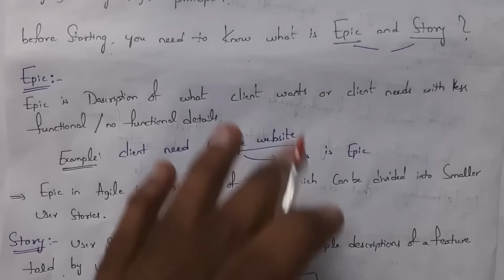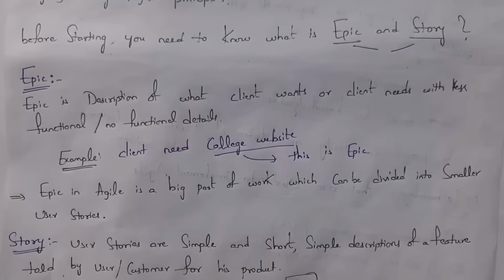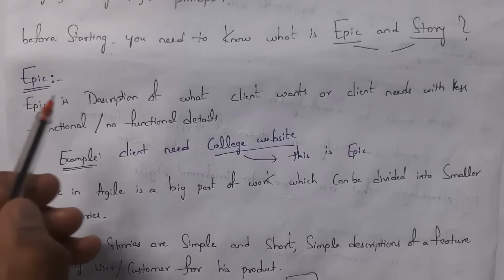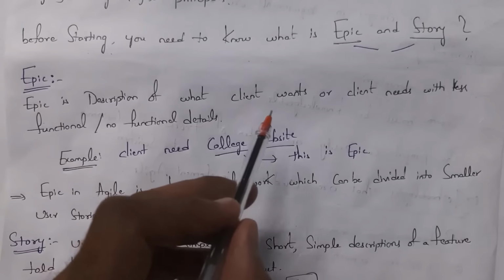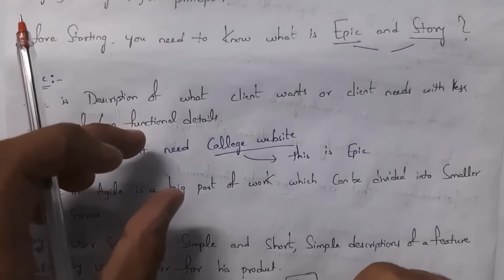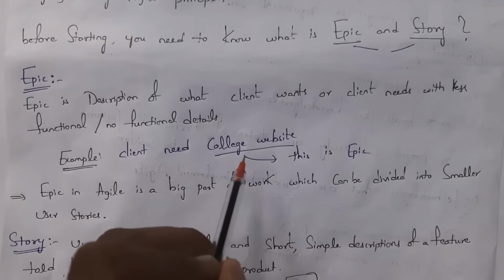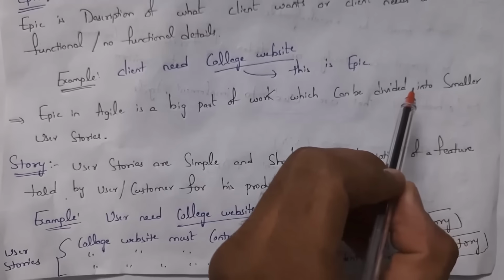I just said that I want college software, but I did not say how college software must be. So I'm not telling any functionalities. Just I said that I want college software. So epic is a description of what client wants or client needs with less functionalities or no functionality details. It will not provide any functionalities. So epic is nothing but a big work. So this big work can be divided into smaller user stories. Each story will describe one feature.